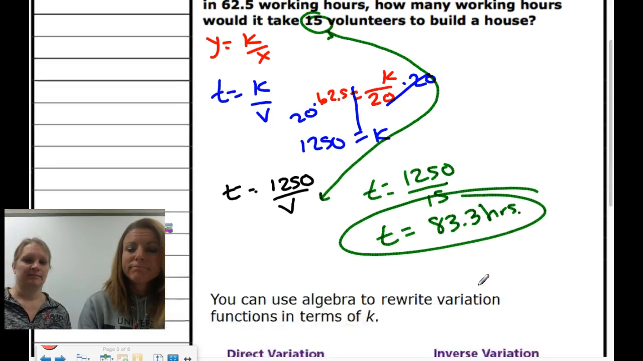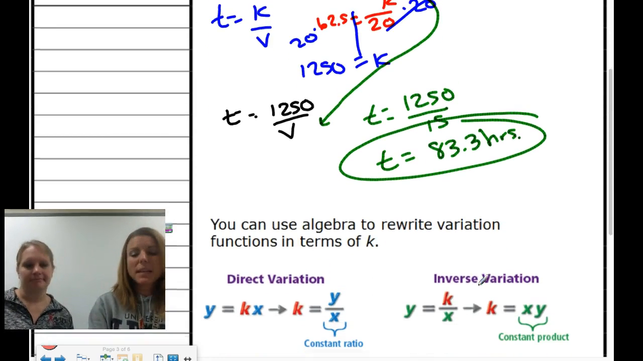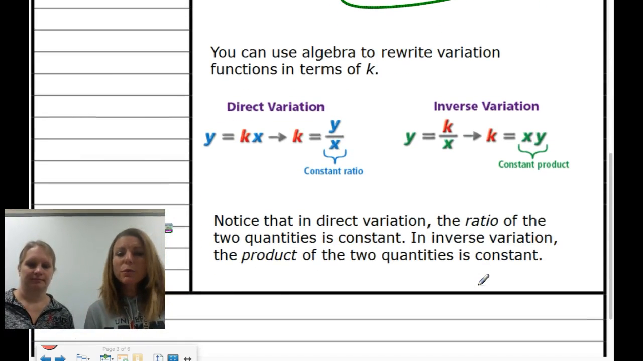That's easy enough, as long as you know how to set up the original formula. Exactly. So this is just kind of a refresher. Let's see. Oh, I know why we're doing this.